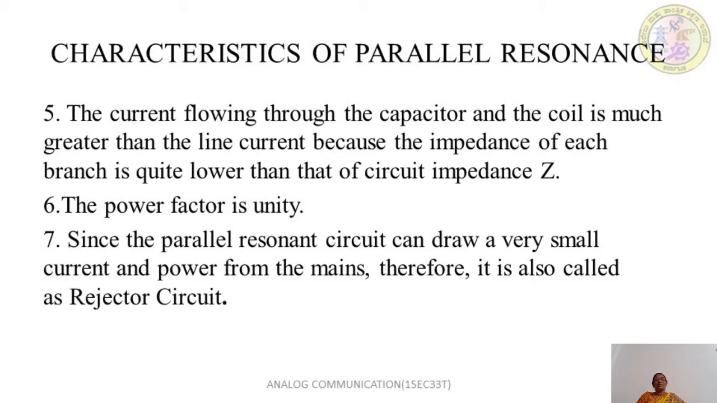Since the parallel resonance circuit can draw a very small current and power from the mains, it is also called rejector circuit. This is one important point. Since the parallel resonance circuit can draw a very small current and power from the mains, therefore it is also called rejector circuit.